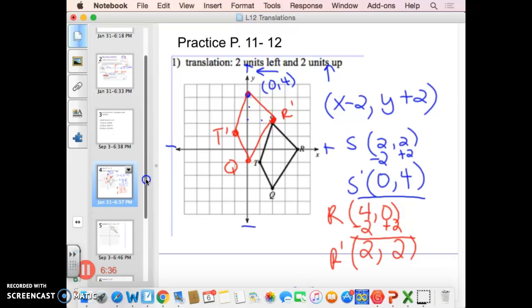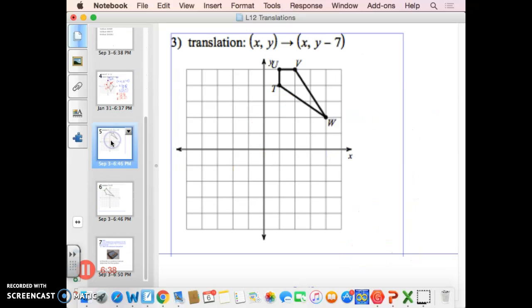Let's try another example. This is number 3 on your paper. And this is another way where we can write a rule. And so what you should see is that the x, there's nothing going on there. So nothing's happening to the x. The only thing that's happening is this negative sign says we're moving down. So I'm going to take each coordinate and just move it down 7. Or, of course, I can do nothing to the x-coordinate and just subtract 7 from the y-coordinate.